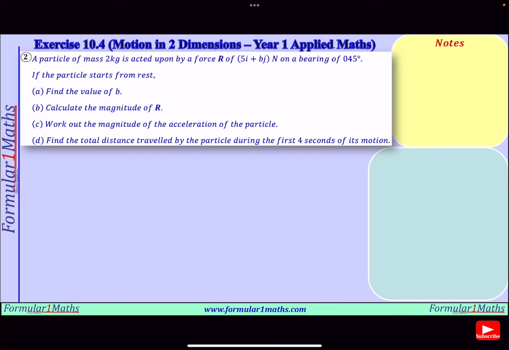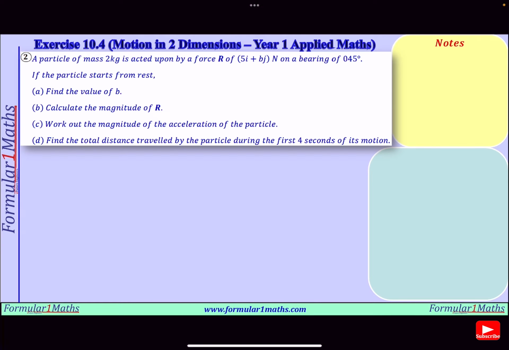I can now put in the components of R as follows. I have 5i horizontally, bj vertically. I can now find the value of b as follows. Tan 45 is equal to b over 5, opposite over adjacent. That means b is equal to 5 tan 45, and because tan 45 is 1, b is equal to 5. And so that's the value of b.